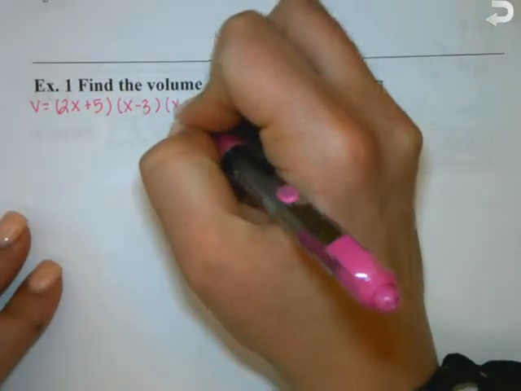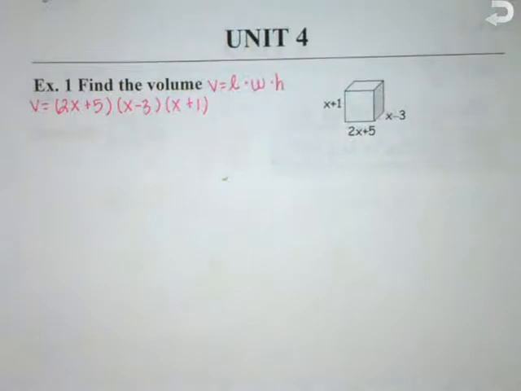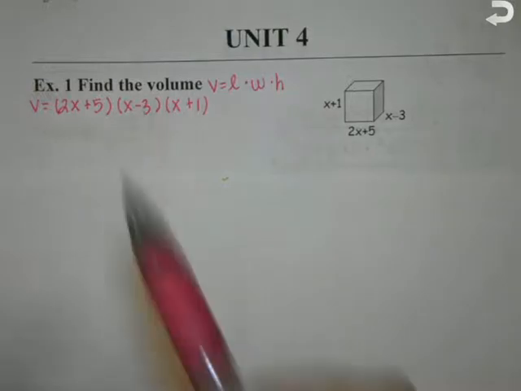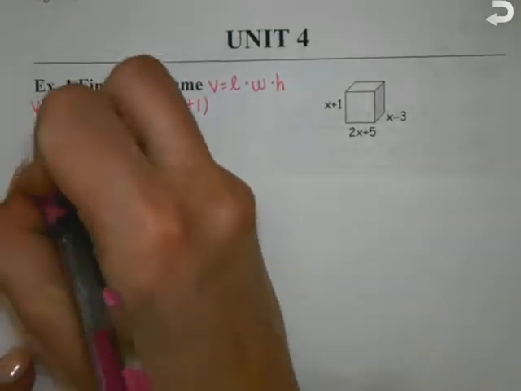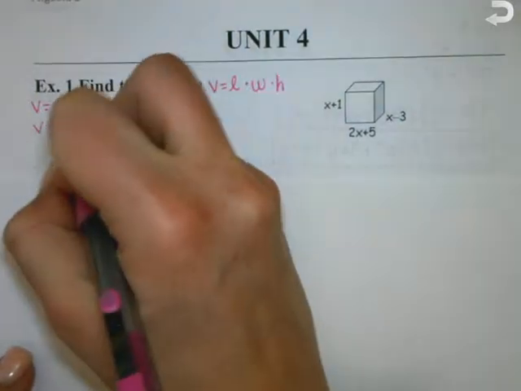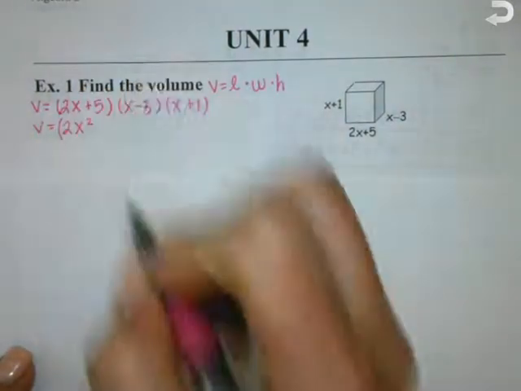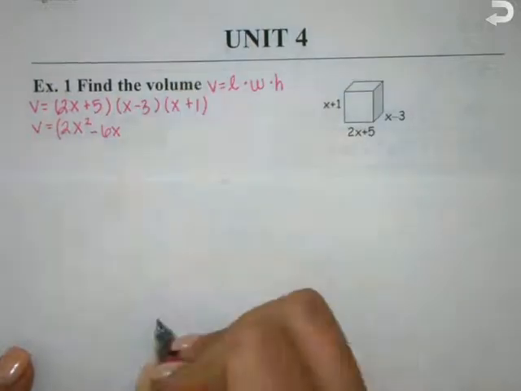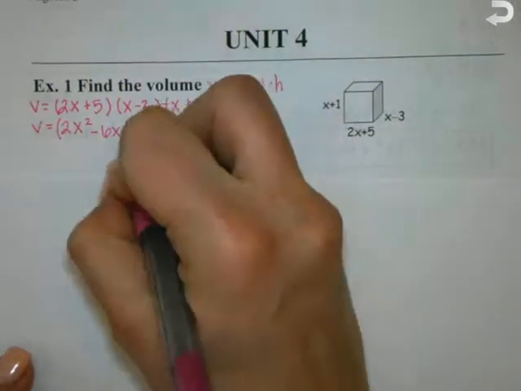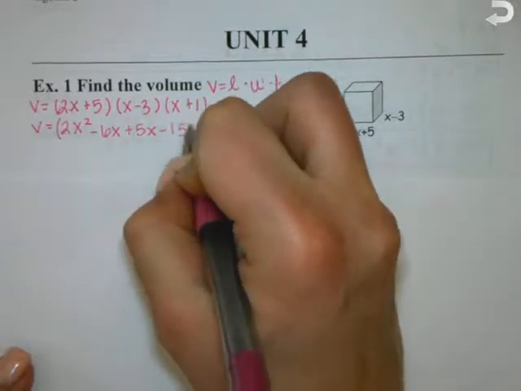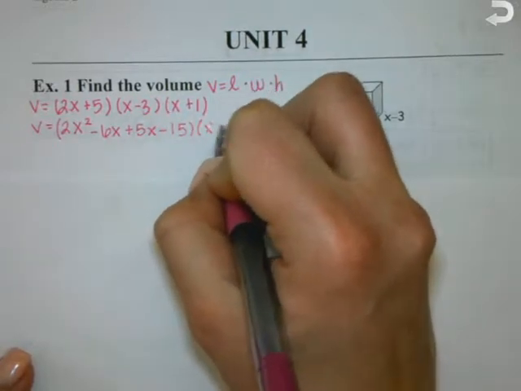So what do you guys think you're going to do? Box method or FOIL, but you're going to have to do it twice, okay? So let's do FOIL this time. I'm going to FOIL the first two. 2x times x gives me 2x squared. 2x times negative 3 is minus 6x. 5 times x is plus 5x. And 5 times negative 3 is minus 15. All of that is going to be multiplied again by x plus 1.